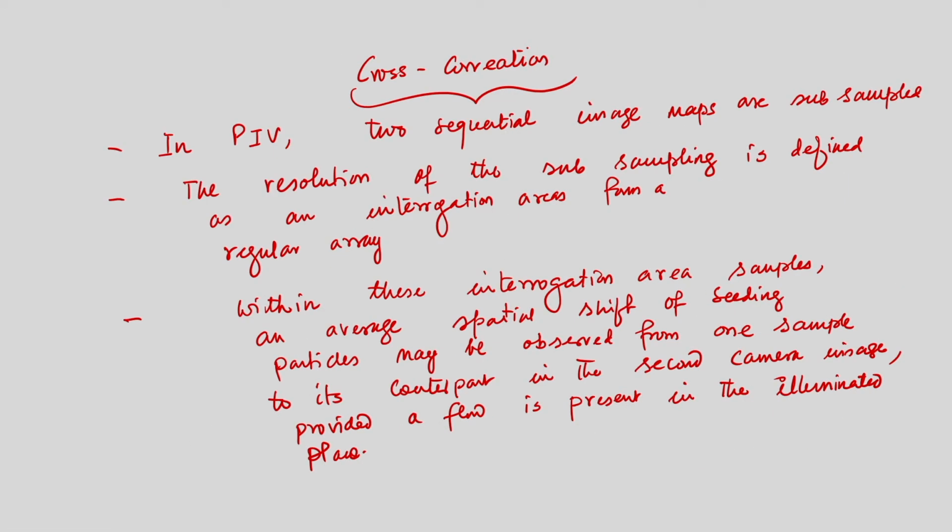So, what is the important point? Within these integration areas, we are sampling, subsampling, and there will be an average spatial shift of the seeding particles. The average spatial shift of the seeding particles may be observed from one image or one sample to its counterpart in the second camera image, and we need to ensure that the flow is present in the illuminating plane, because the flow is continuous.